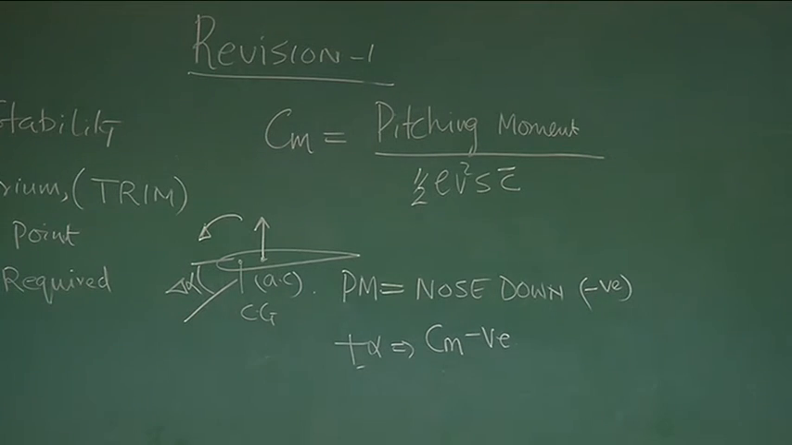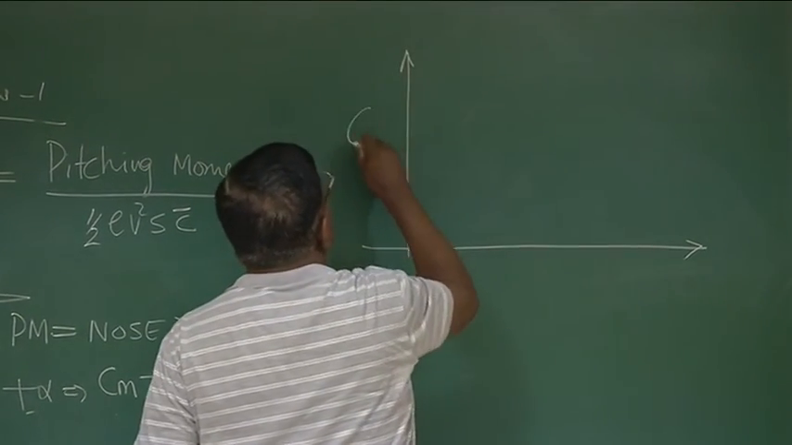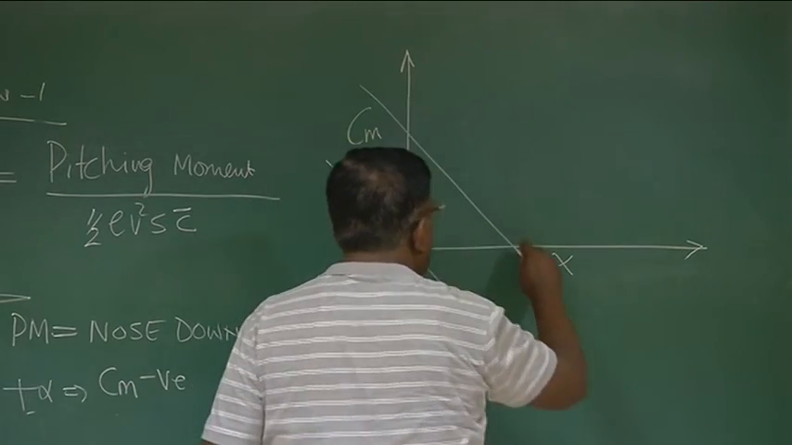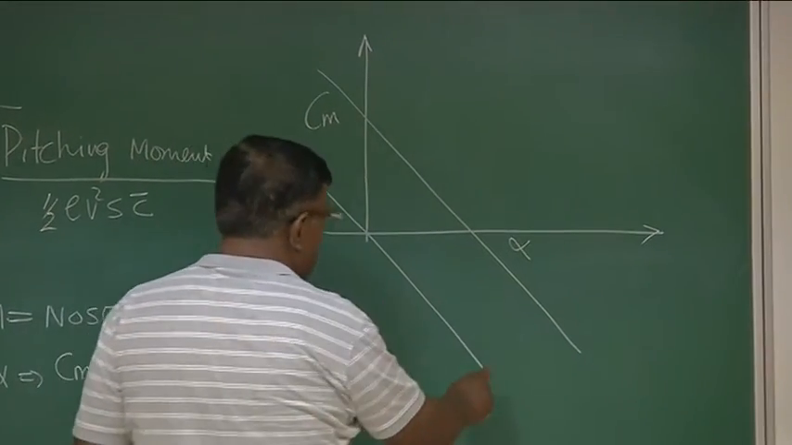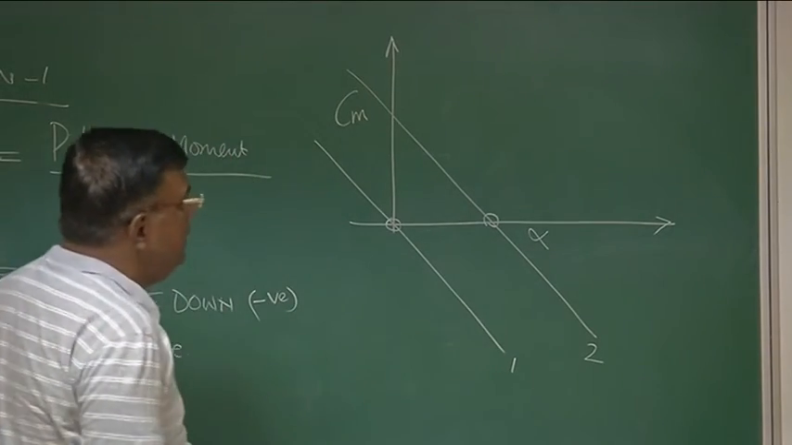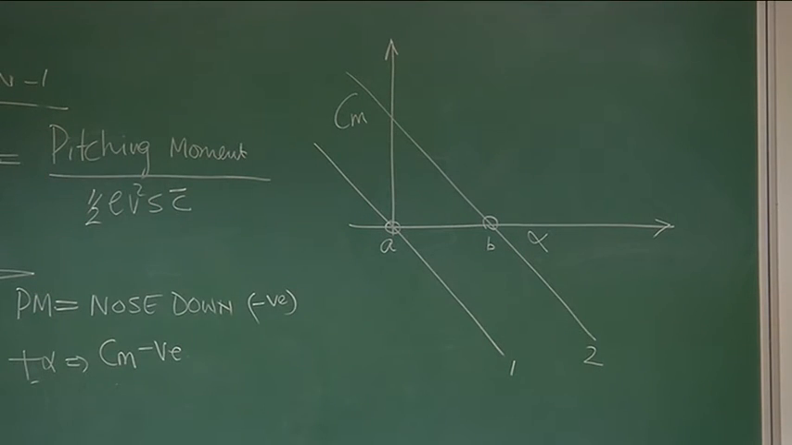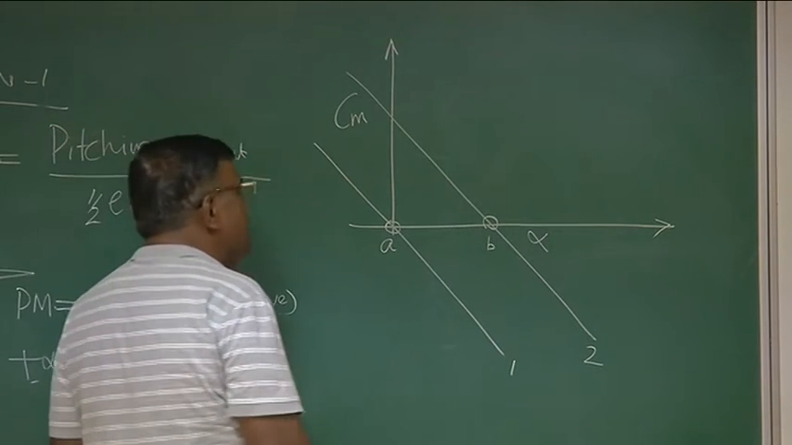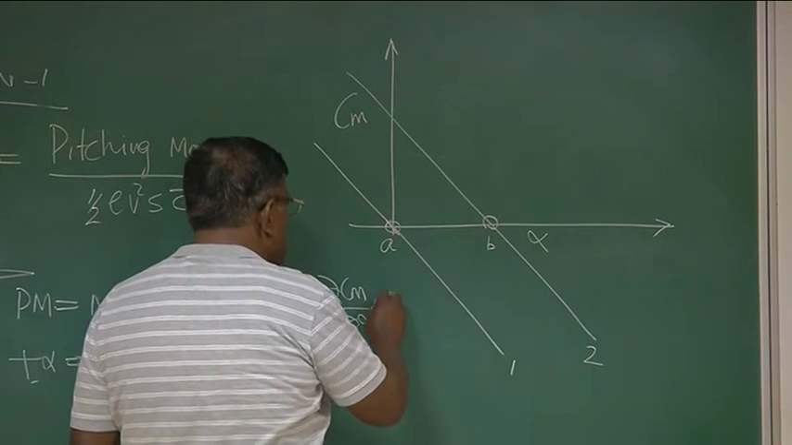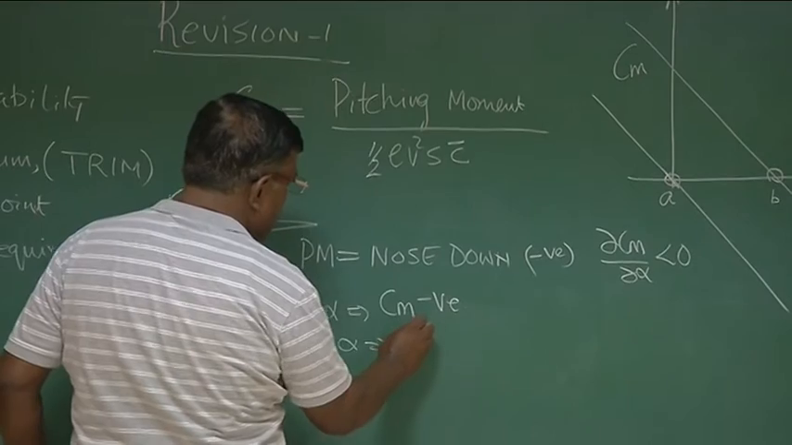So with this understanding, we developed Cm versus alpha graph, and we said these are the possibilities. If you see between 1 and 2, first we identify what are the equilibrium points. So equilibrium points are points where Cm is 0. So A and B are equilibrium points, and we know that if you want to ensure that it is statically stable, then this dCm by d alpha should be less than 0, because for a positive alpha, Cm should be negative. For a negative alpha, Cm should be positive.